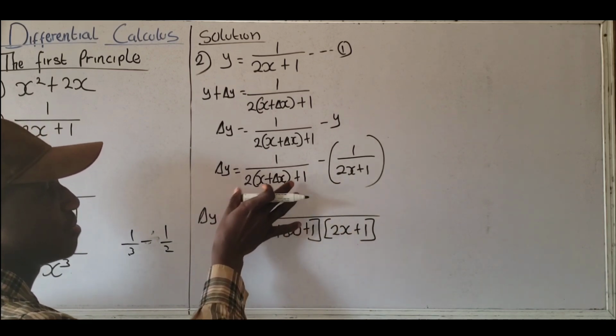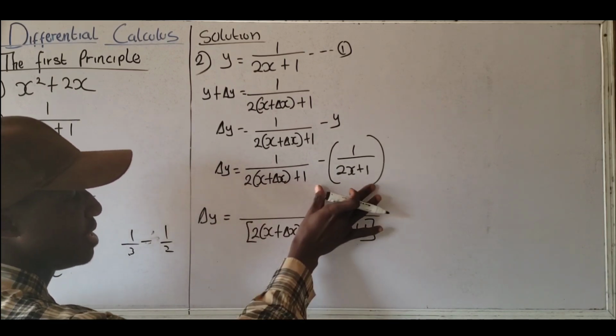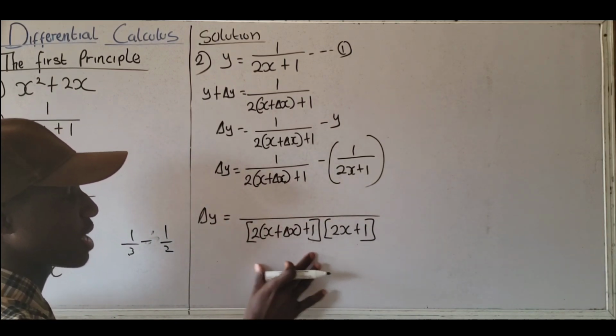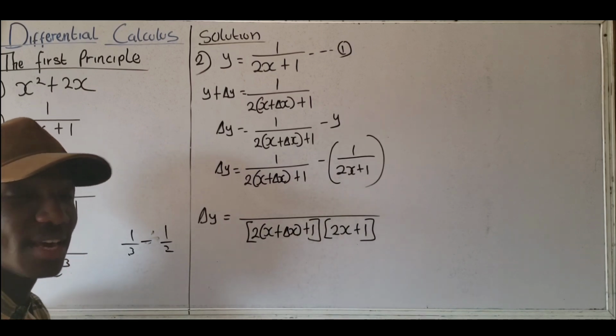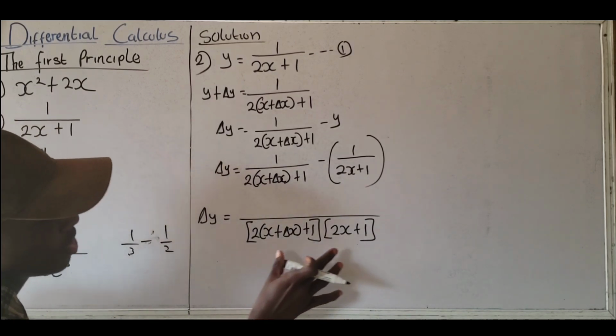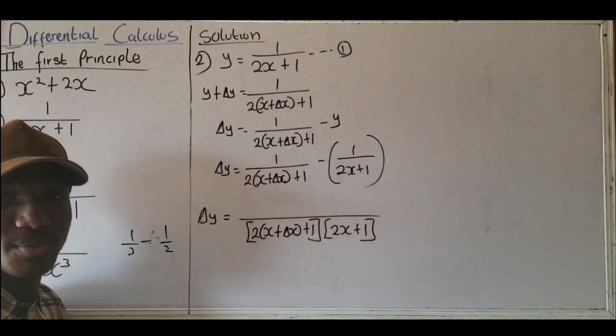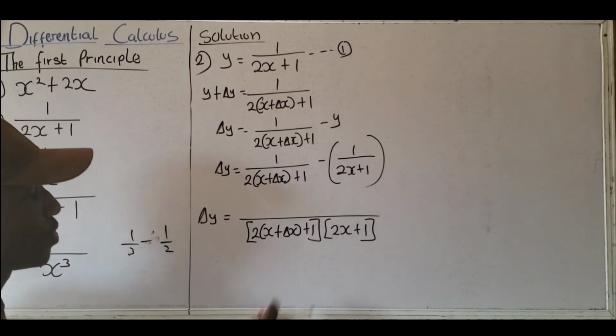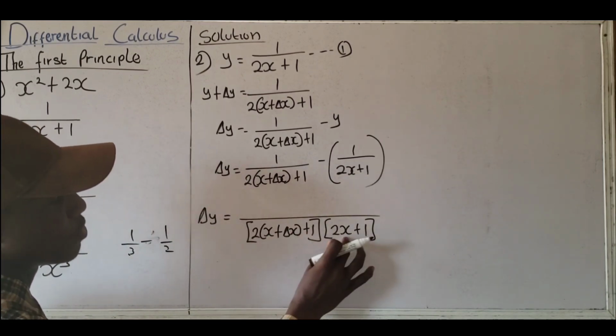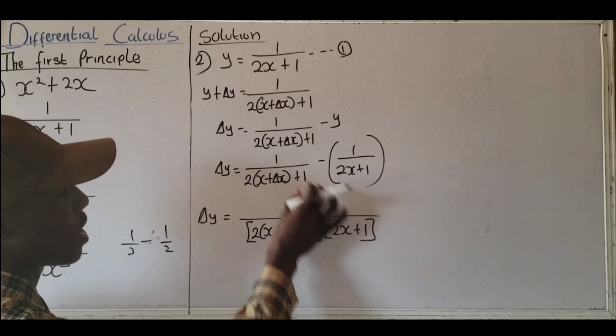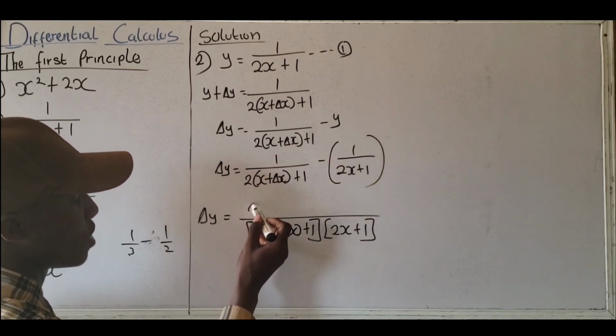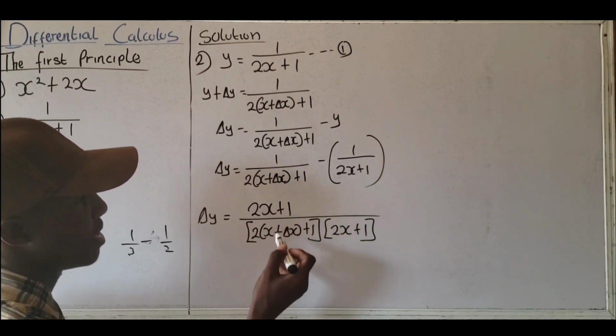I take the LCM. The LCM is the product of this and this. So, I take their product. The meaning of this bracket is that they are multiplying each other, okay? So, now, here I'm going to use this to divide each of the denominators of the fractions, okay? So, this divided by this, I'm going to be left with what? 2x plus 1. 2x plus 1 multiplied by 1, that is what? 2x plus 1, okay?